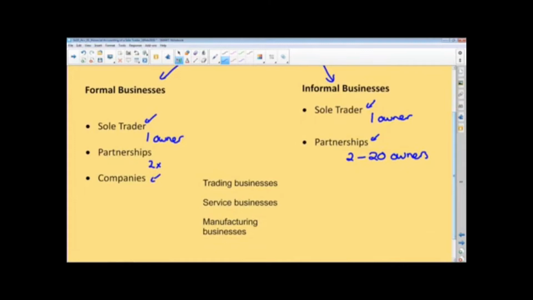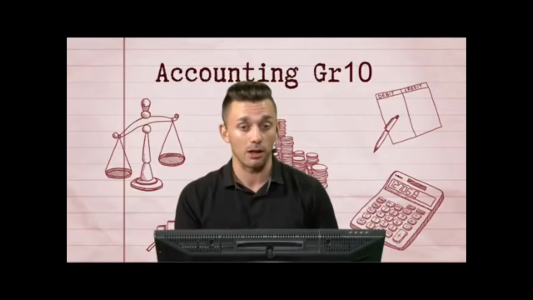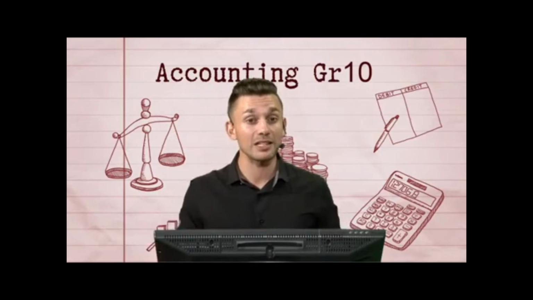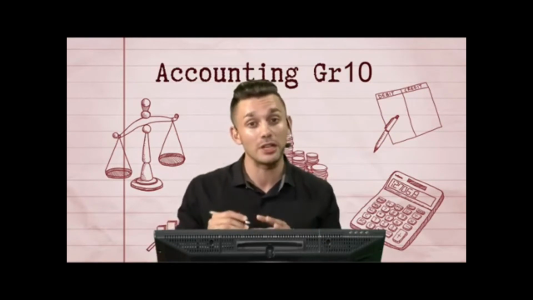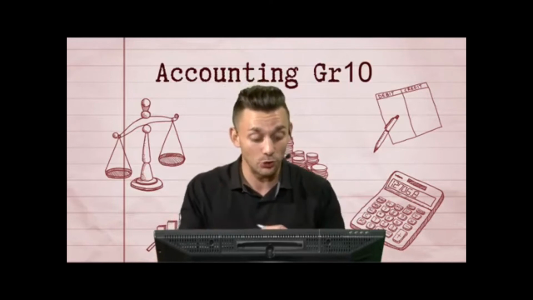Now, firstly, we can have trading businesses. Now, what is a trading business? Guys, trading, what happens when I buy and sell? And as you can see, formal businesses and informal businesses can buy and sell. So, very important to know, when I sell something, I will have a cost of sale. And we will look at the formulas to work out cost of sales and your profits, all those things in lessons that we'll do in future.